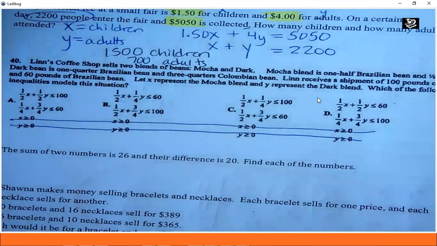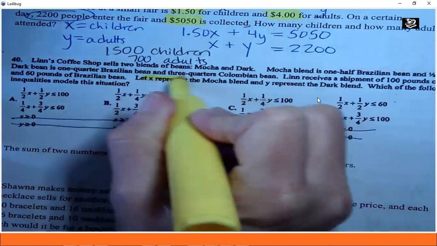Okay. Do they all have the next line? 1/4 X plus 3/4 Y. Do they all have matching lines there? No. So let's concentrate there. What do they tell you X represents? Mocha. Okay, X represents mocha.